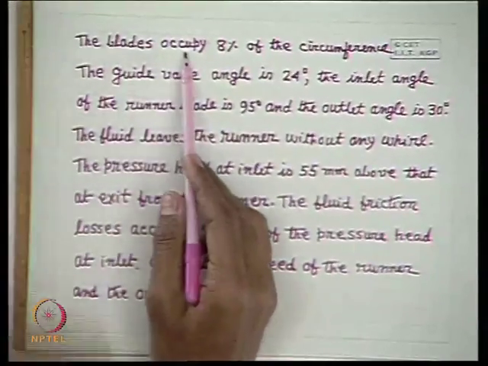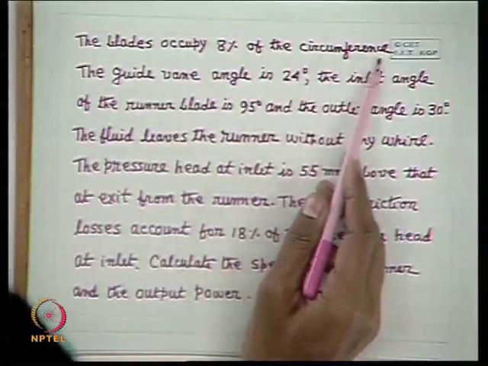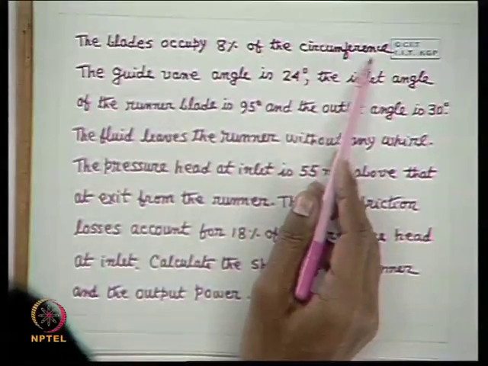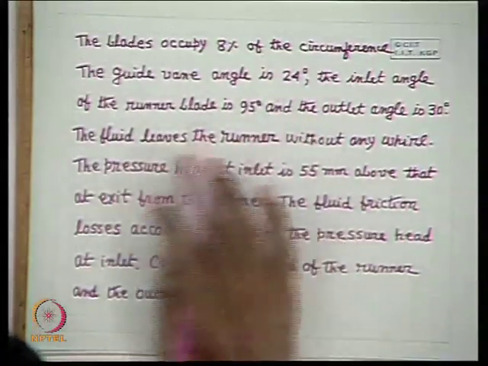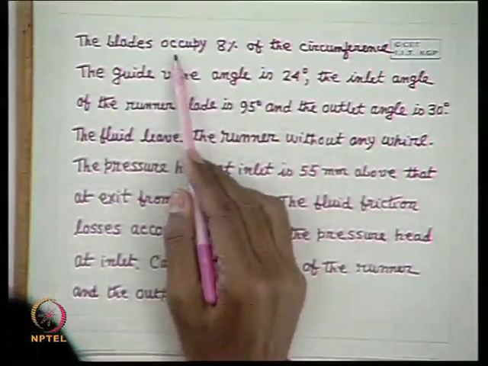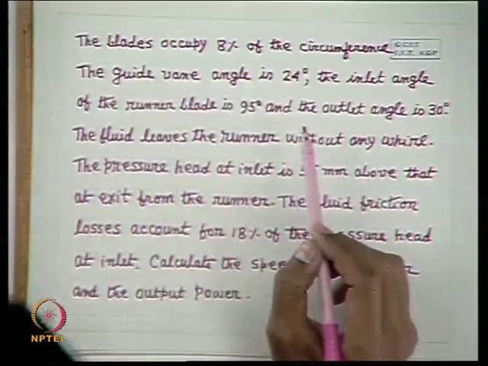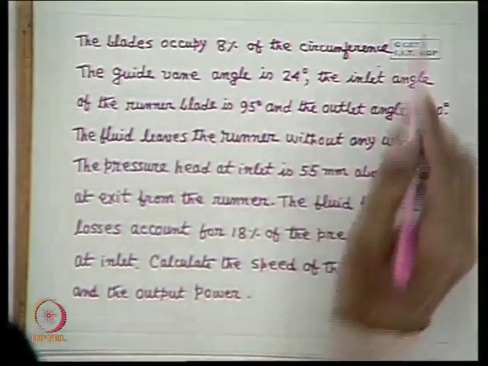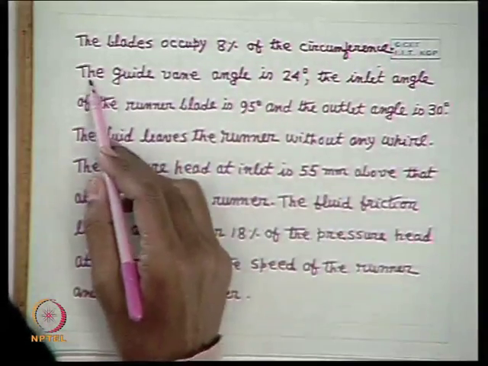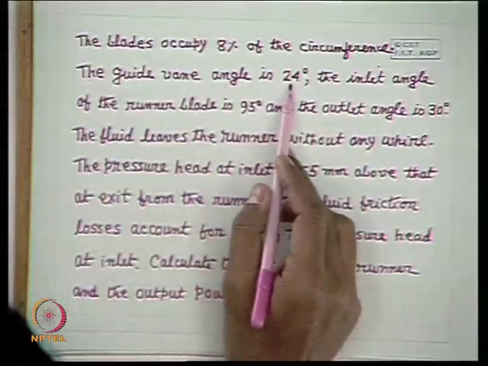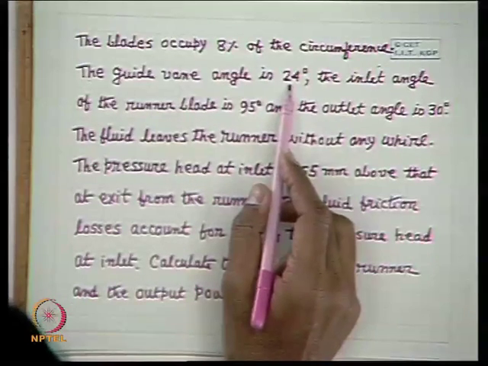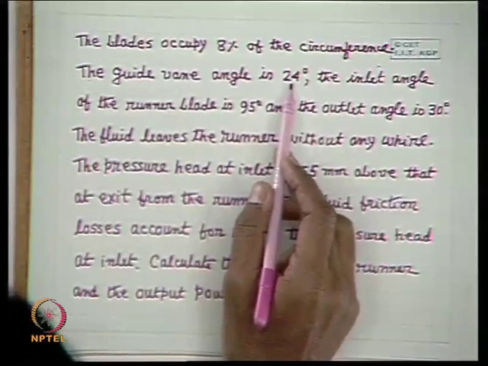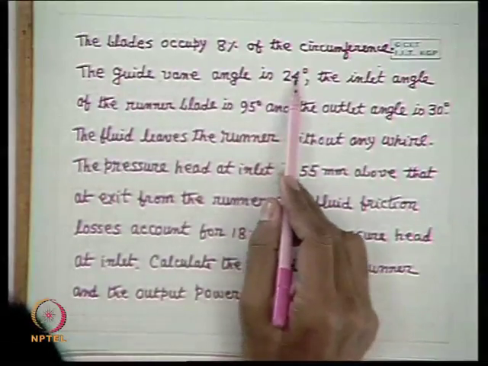The blades occupy 8% of the circumference, which will give you the idea about the flow area. So, flow area is not the entire circumference times the width. The blades occupy 8% of the circumference. The guide vane angle is 24 degree, which is alpha 1, the angle of the absolute velocity at the entrance to the turbine.